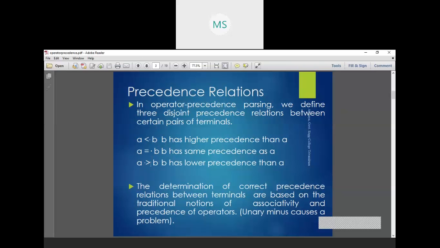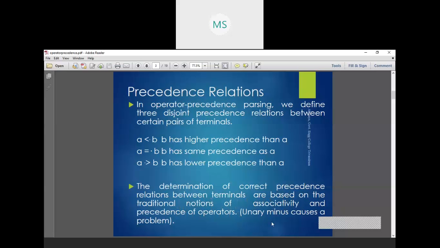Then A is greater than B means B has lower precedence than A, or A has higher precedence than B. That means star and plus: the star is on the left hand side, so star has higher precedence, and because of that I write a greater than symbol. Using these three relations, we can write the relation table for any type of operator. The determination of the correct precedence relation between the terminals is based on the traditional notion of associativity and precedence of operators.